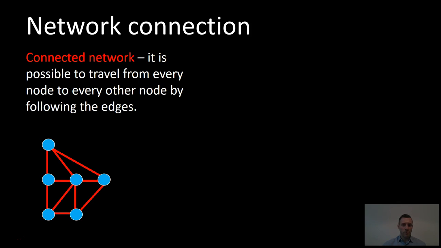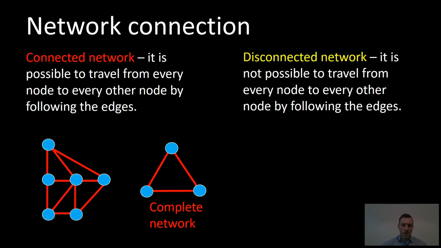Notice that you can move from every node to every other node by following the edges. This example is a connected network, but we also refer to it as a complete network, where every node is connected to every other node directly by an edge or an arc. These are edges in this case.